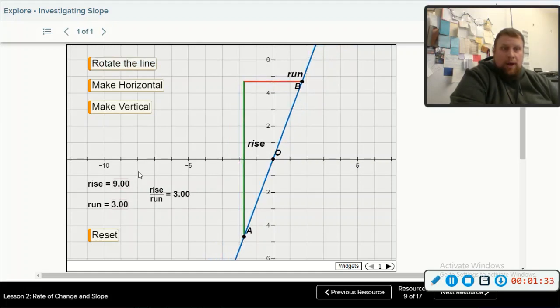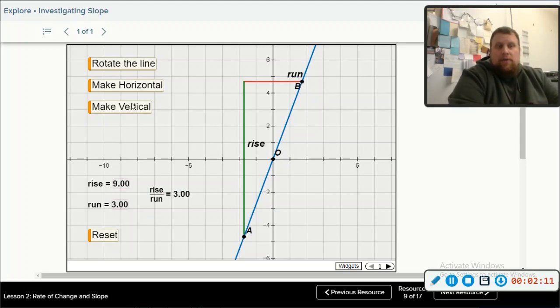Now notice I have a rise of 9, and I have a run of 3. So that means I go up 9, 1, 2, 3, 4, 5, 6, 7, 8, 9, and over 1, 2, 3. And when I do that, 9 divided by 3 is 3. I have a slope of 3. So if I were sitting right here at the origin, I could go up 1, 2, 3, and over 1, and boom, look, I'm right on the line. That's what it means to have a slope of 3.